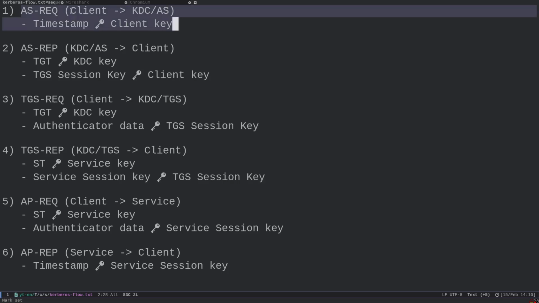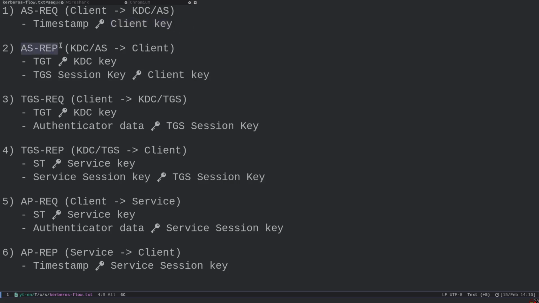The first request is sent from the client to the KDC AS, and it is used to provide the identity of the client. In a good configuration of Kerberos, we find the timestamp encrypted with the client key. This is used by the KDC to prove the client identity, to do the first authentication.